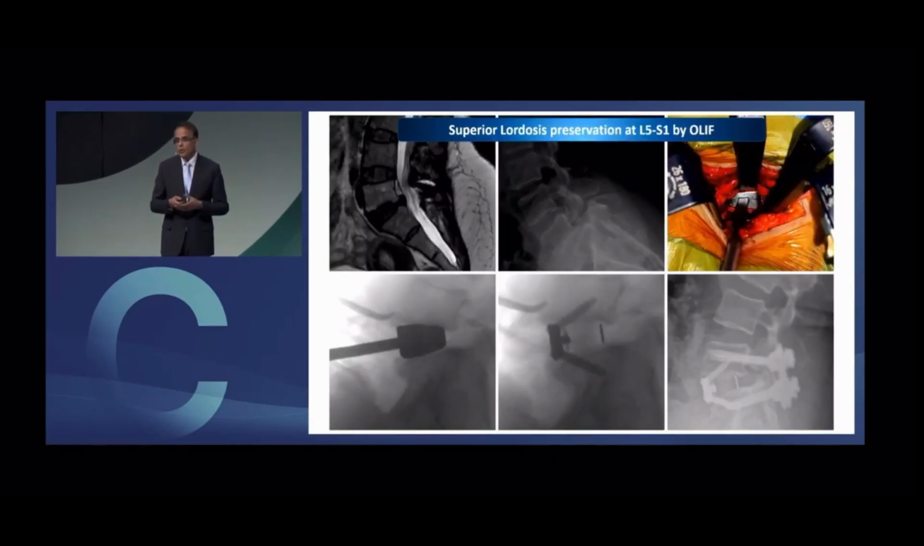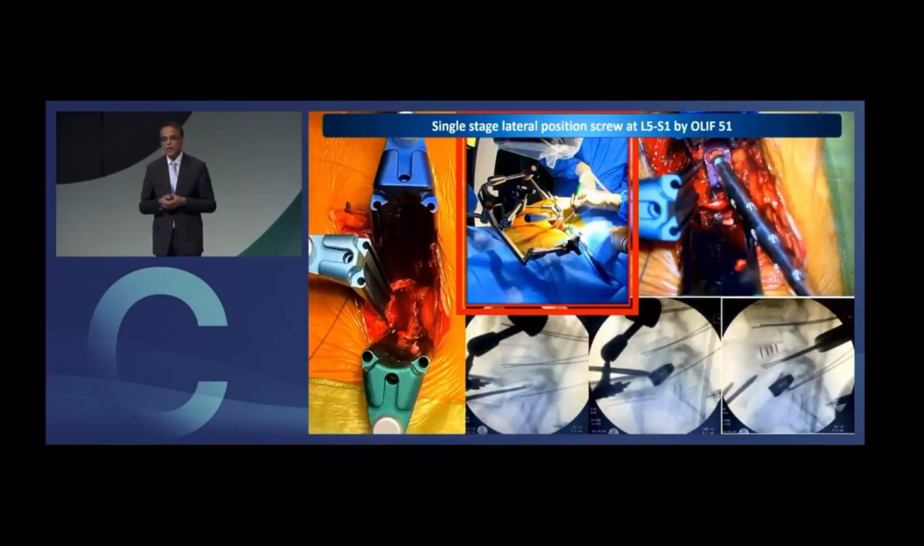ALIF is probably the treatment of choice when we come to the L5-S1 level. I think nothing beats ALIF, but ALIF has its own challenges, particularly in a setup like where we work, where we have fewer trained approach surgeons. Cost is a constraint. However, we can still do that procedure and achieve a much better lordosis.